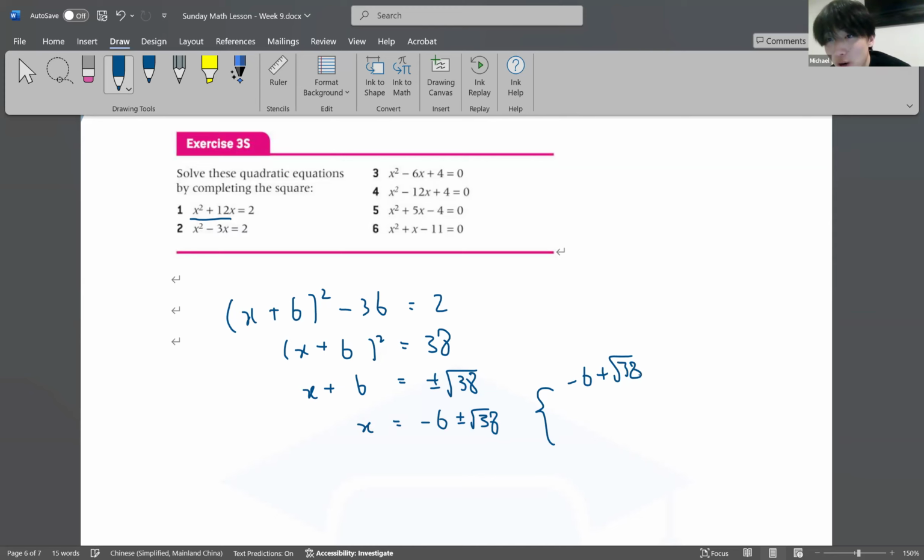Because we cannot work out the value of square root 38 on the spot, we like to just keep it this way. But there's a corresponding decimal to it. Square root 38, what is it? Approximately 6. So minus 6 plus 6 is approximately 0, and minus 6 minus 6 is approximately minus 12. That's the solution for the quadratics.